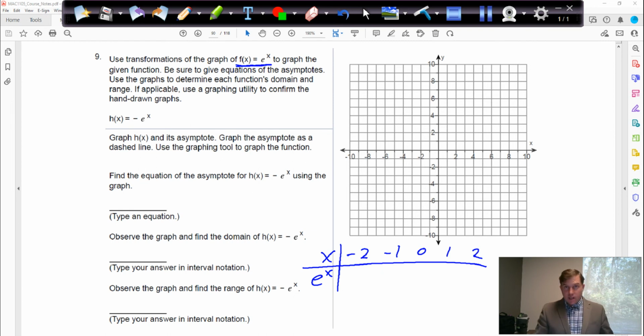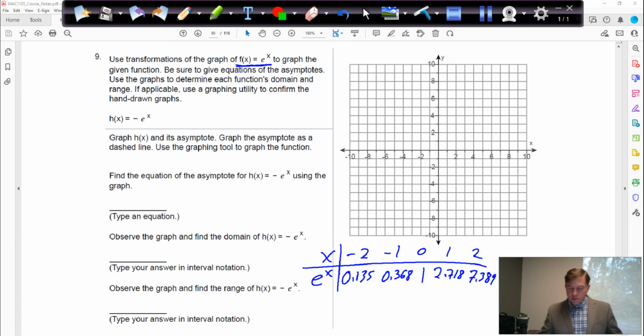And again, you need to find that e key on your calculator. If you find it and plug in -2, you should get 0.135. At -1, it's 0.368. Any number to the 0 is 1. e to the 1 is 2.718. And then e squared is 7.389.